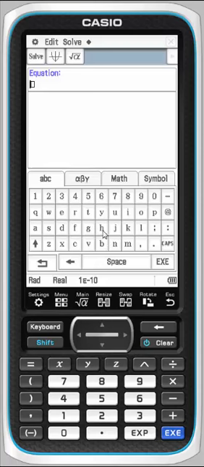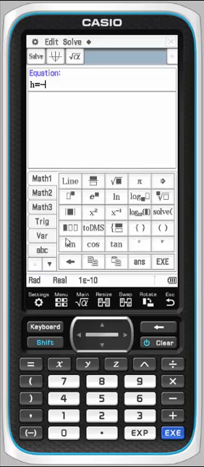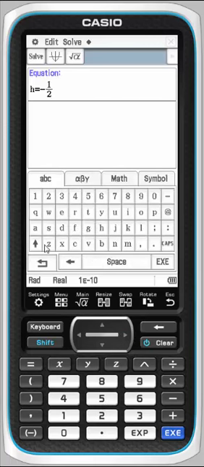Let us compute the height of an object equals -1/2, and we'll say, the force of gravity times time squared plus initial velocity times time. It's very important that you enter that multiplication.